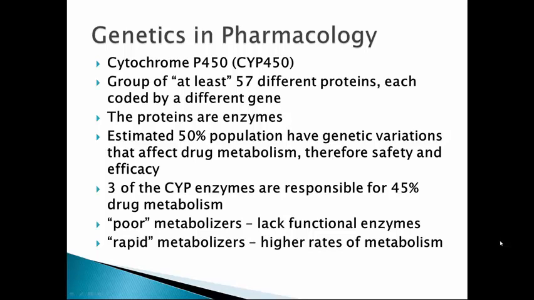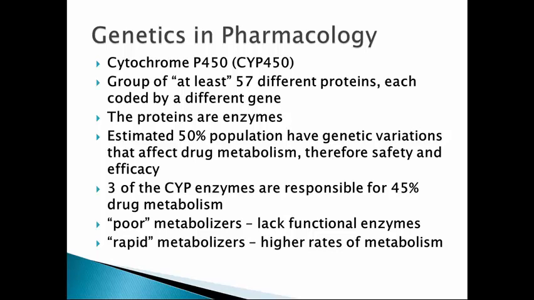A couple of other things that I think are worth talking about, even though this isn't a pharmacology course, and I realize that, but thinking about how pharmacology plays with pathophysiology can also be very important. One of the most common areas that we've looked at is the cytochrome P450 enzyme system. This is a group of at least, and I do mean at least because they continue to identify additional proteins, 57 different proteins, each coded by a different gene. And of course, these proteins are enzymes. It's estimated that about half the population actually have genetic variations in this cytochrome P450, the CYP450, that may affect drug metabolism.